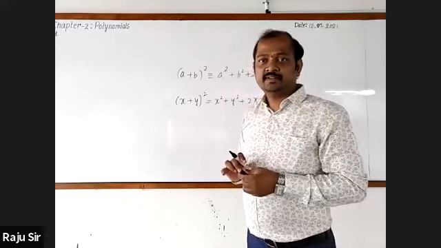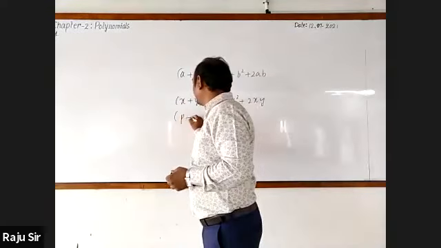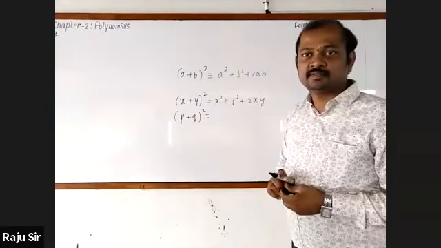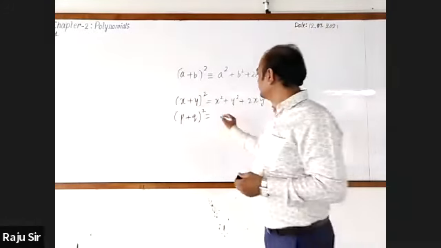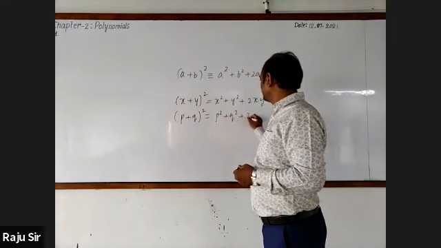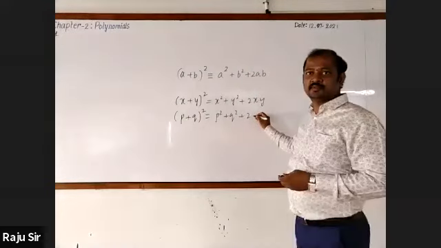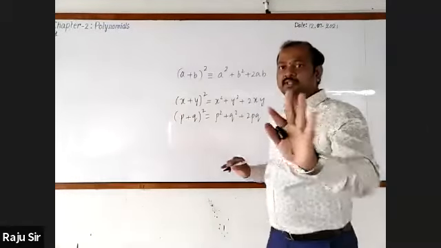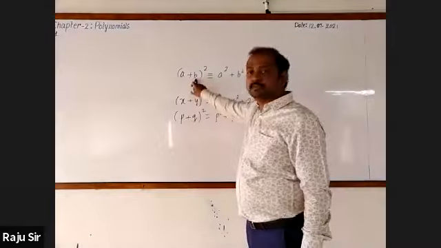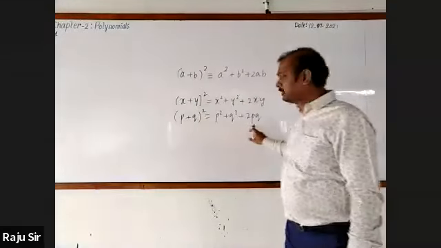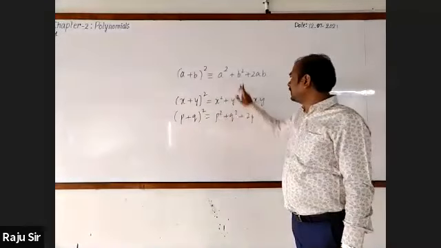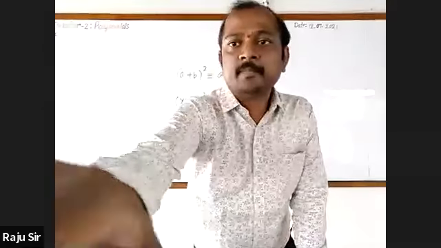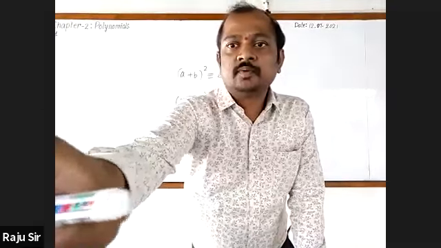Prithvi. Yes, sir. Expand this. P square plus Q square plus 2PQ. Very good. You said that. P plus Q whole square is of the form A plus B whole square. It can be written as P square plus Q square plus 2PQ. This time I expect from.